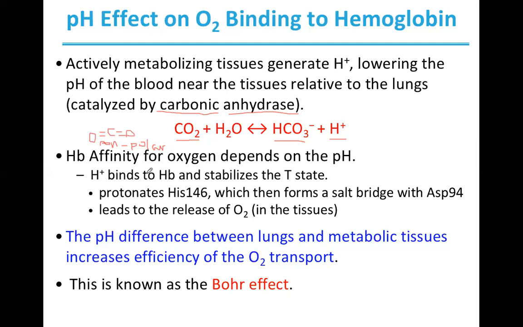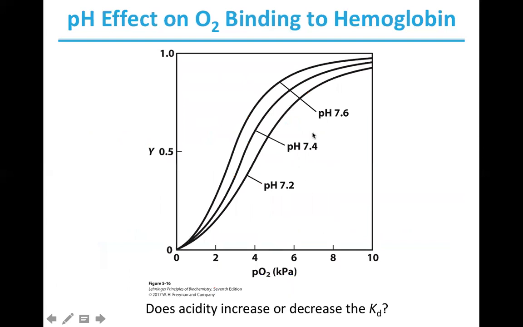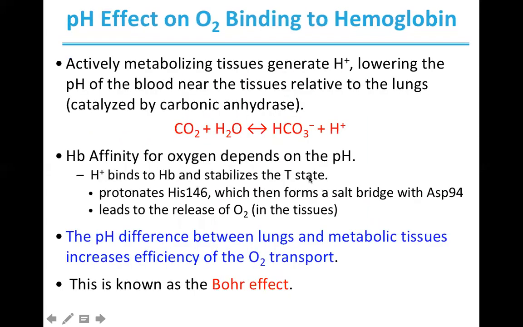And it turns out that hemoglobin affinity for oxygen depends on the pH. We just saw it right here. And it turns out that when the concentration of protons is high, high acidity, protons will bind to hemoglobin and stabilize the T state, which will result in oxygen release. Specifically, how will it do it? It will protonate a particular histidine on a beta subunit of hemoglobin, histidine 146, which will form a salt bridge with aspartate 94, and that will release oxygen.